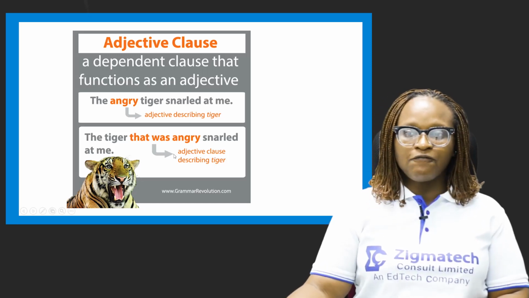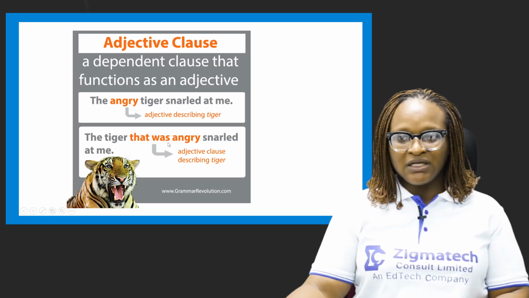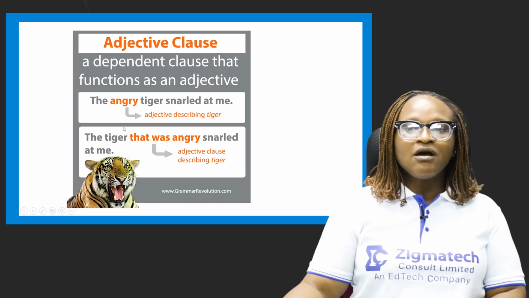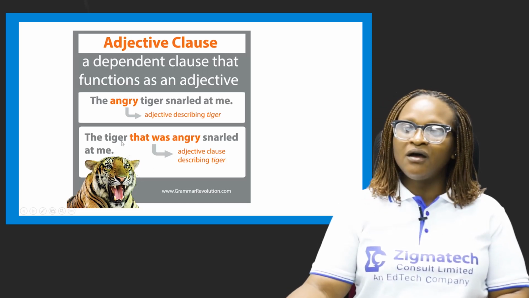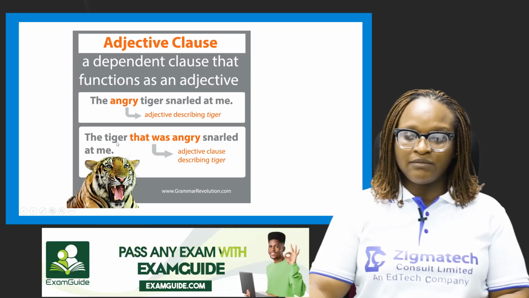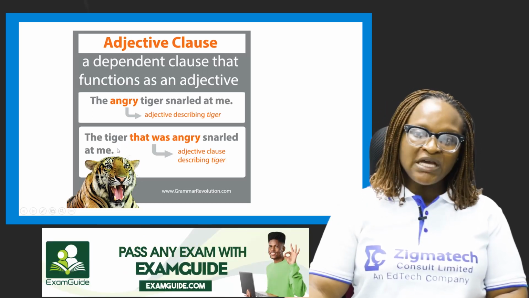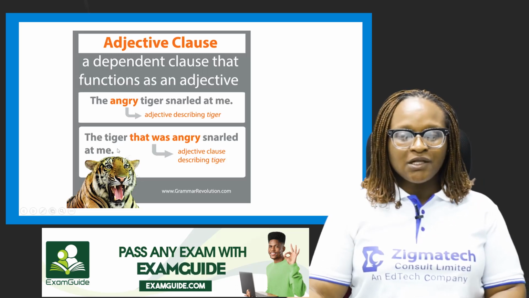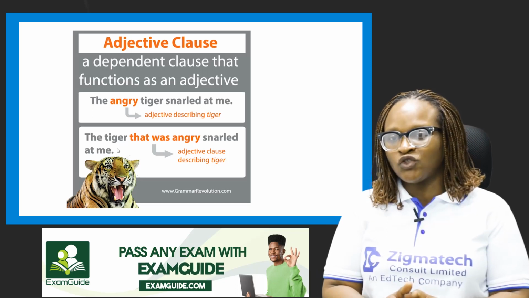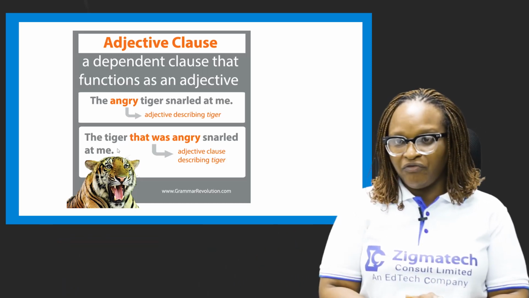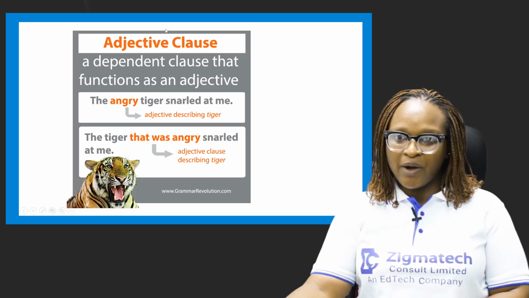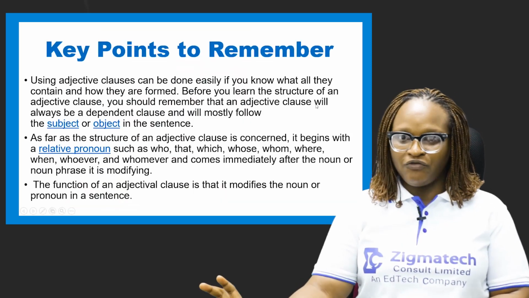Now, what's the function of this "that was angry," that's the adjective clause. The function is that it modifies the noun tiger. The tiger is what is being described. The tiger is what is being mentioned. So basically, we have achieved the definition of adjective clause, and we have as well achieved the function at the peripheral level. So when we continue, we'll also get a deeper understanding of the topic.